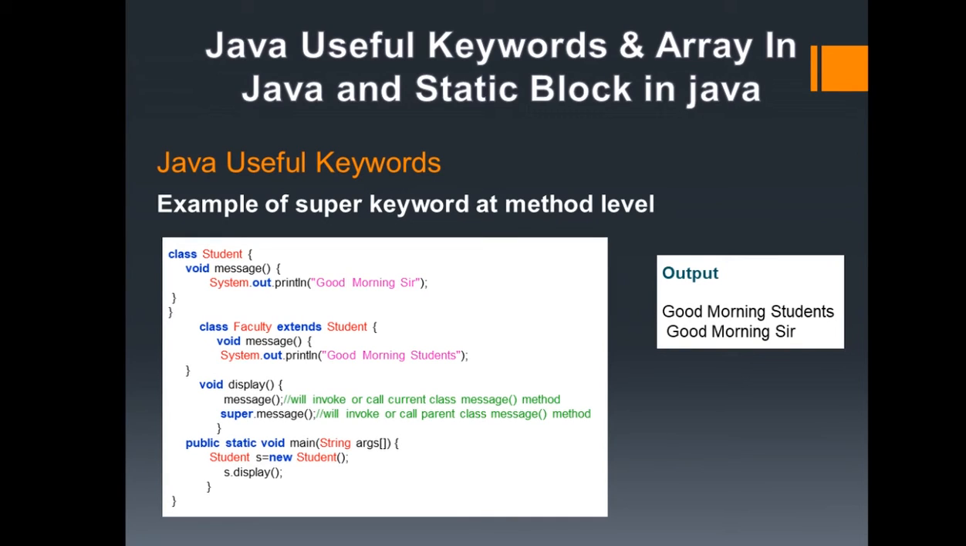Example of super keyword at method level. Here we have class Student with void message, System.out.println("Good morning sir"). Class Faculty extends Student with void message. Here we can see the method name should be the same.